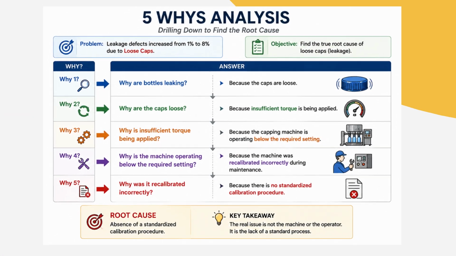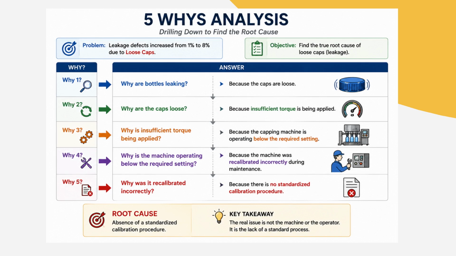Why are bottles leaking? Because the caps are loose. Why are the caps loose? Because insufficient torque is being applied. Why is insufficient torque being applied? Because the machine is operating below the required setting. Why is the setting incorrect? Because the machine was recalibrated incorrectly. Why was it recalibrated incorrectly? Because there is no standardized calibration procedure.